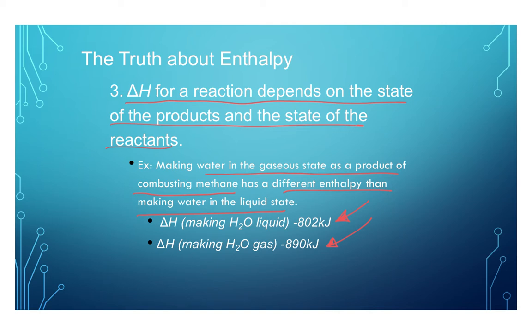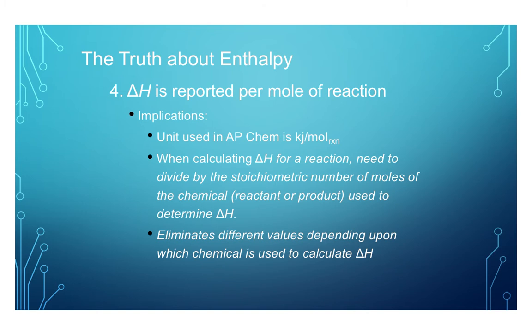Okay, so again, we have to pay attention to states when we're doing calculations relating to enthalpy. And last but not least, delta H is reported per mole of reaction. What does that mean? One way of thinking about it is every time you run a reaction through, you've done a mole of that reaction. And so the coefficients in front of the products and reactants are part of that multiple moles of reaction. We'll get a little bit more into how this works in just a second.